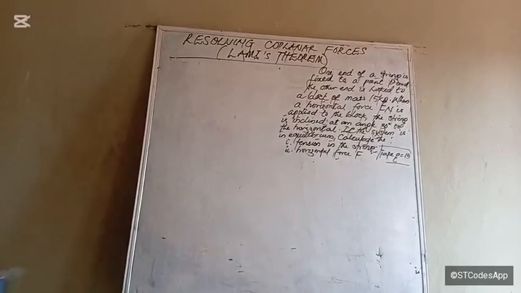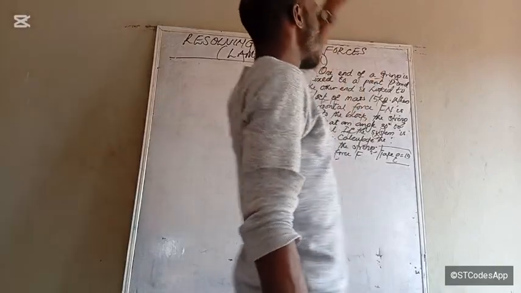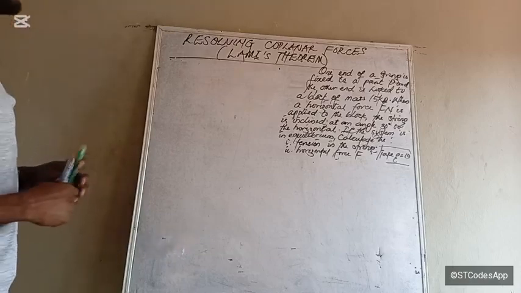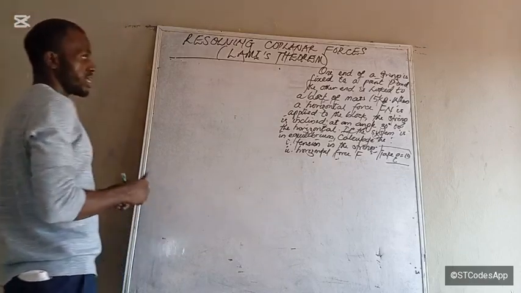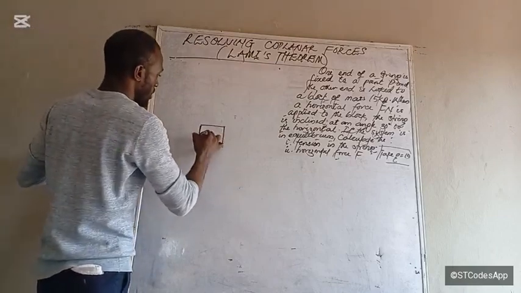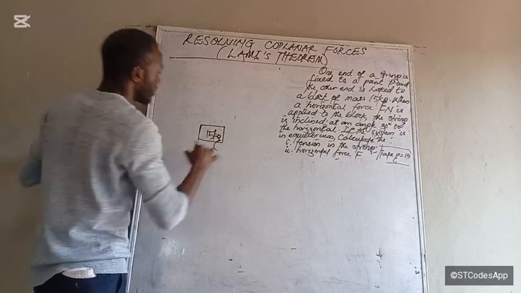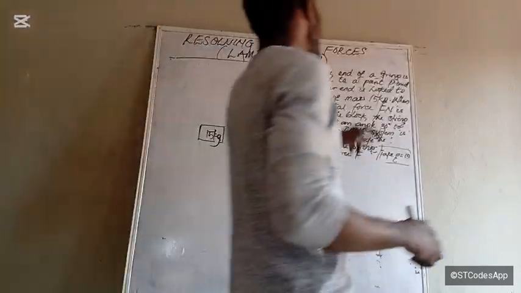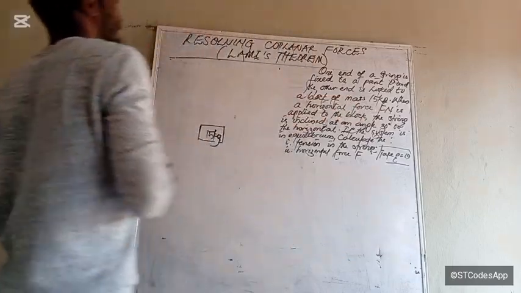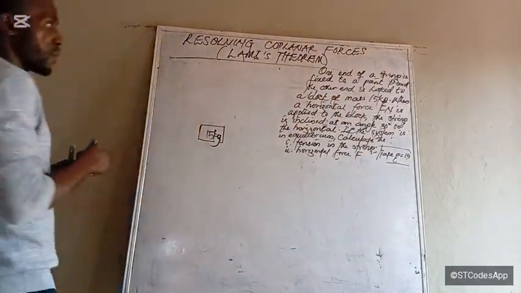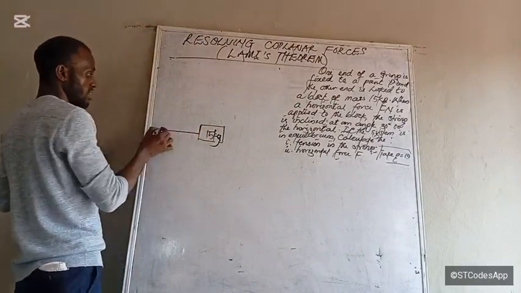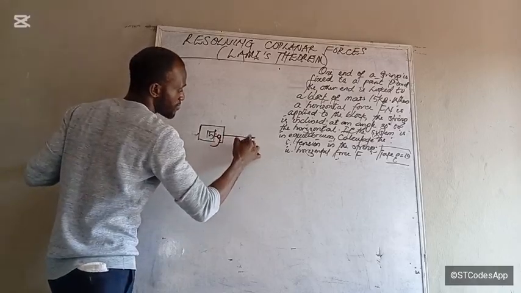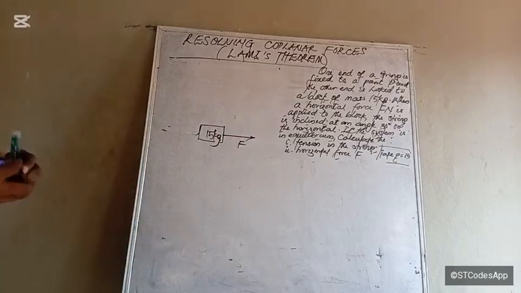One end of a string is fixed to a point P and the other end is hooked to a block of mass 15 kg. Okay? So there's a block of mass 15 kg. Let's draw that. When a horizontal force F Newton is applied to the block, let's put that force here, on the positive side. There is no problem. F Newton is applied to the block.